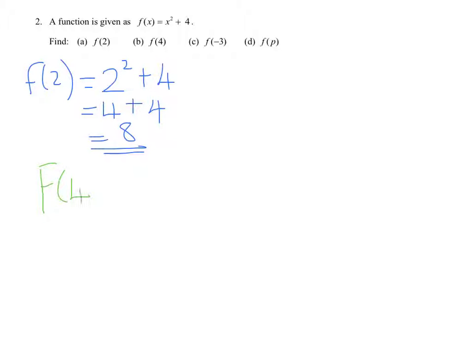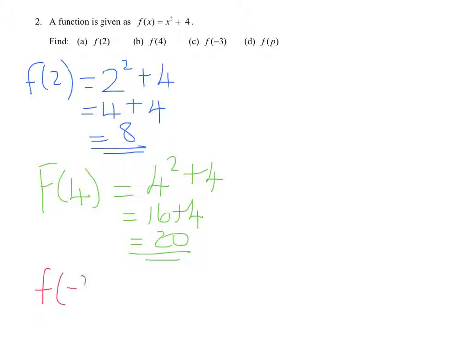Now we're asked for the f of 4. f of x is x squared plus 4, so f of 4 will be 4 squared plus 4, which is 16 plus 4, which is 20. Then we're asked for f of negative 3. f of x is x squared plus 4, so f of negative 3 is negative 3 squared plus 4. Negative 3 squared is 9, plus 4 is 13.